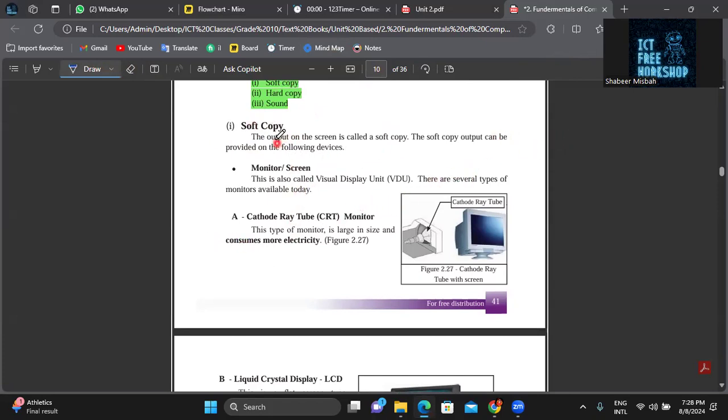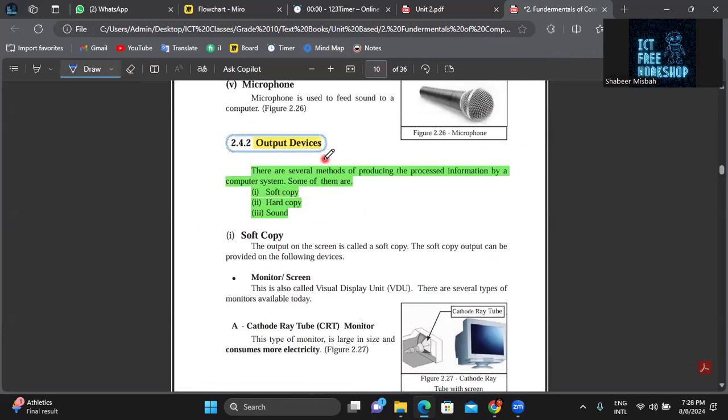Okay. So now I'll come from the top. There are components of a computer: input devices and output devices. In input devices, we discussed many examples. In output devices, we got to know that there are 3 types: soft copy, hard copy, and sound. Now we are under the part of soft copy. Soft copy means intangible. Output provided through a screen is called a soft copy.